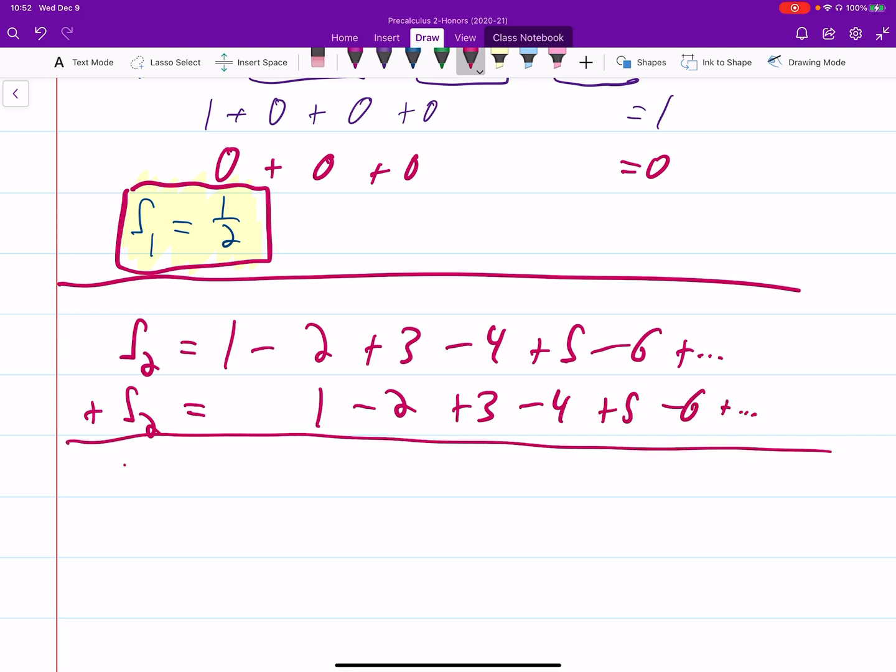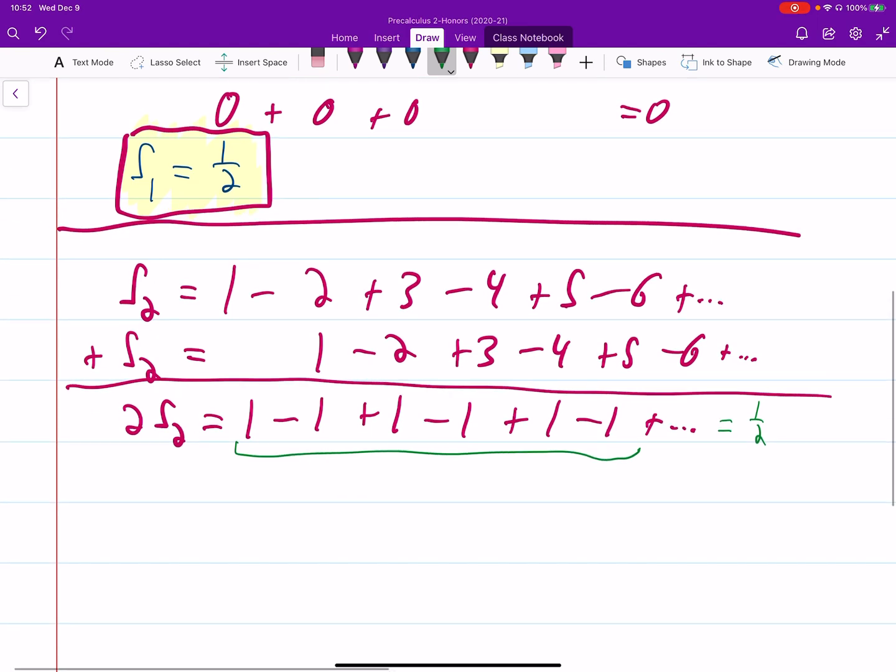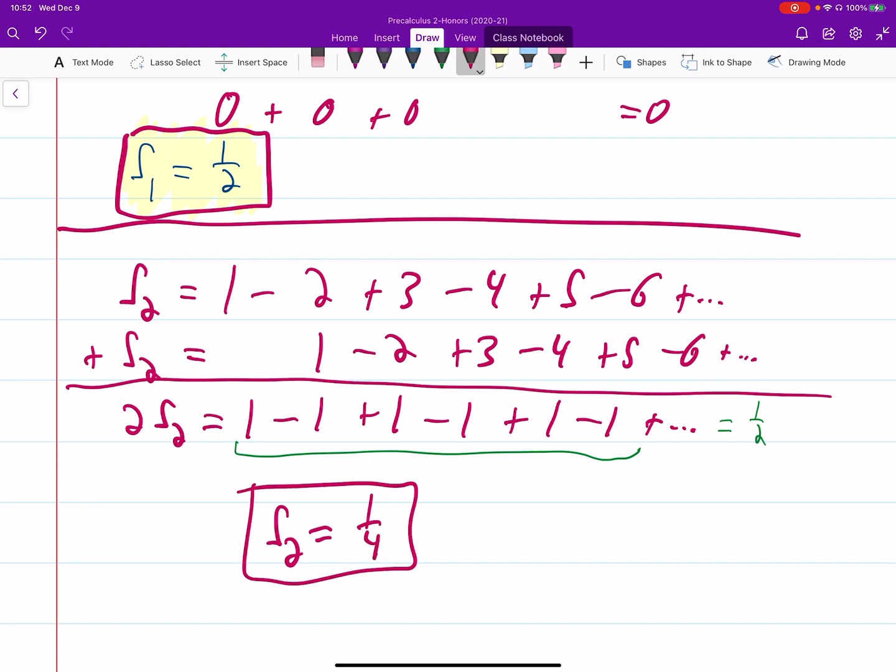And what I get is 2S2 is equal to 1 minus 1 plus 1 minus 1 plus 1 minus 1, and so on, which we know that that sum is equal to 1/2 because we already established what that was right up above, which means that S2 is equal to 1/2 divided by 2, or 1/4. I'm going to group that off, and we're going to save that result.